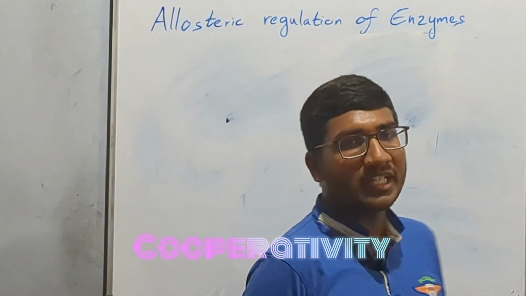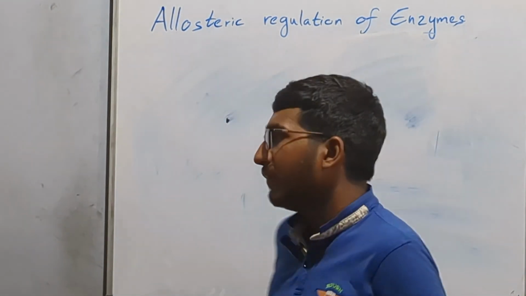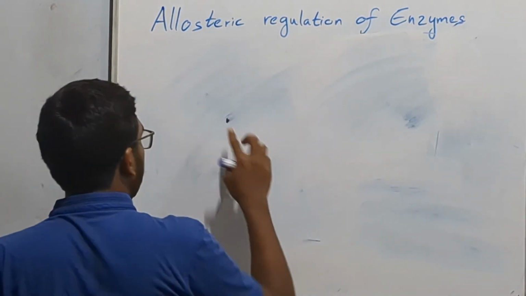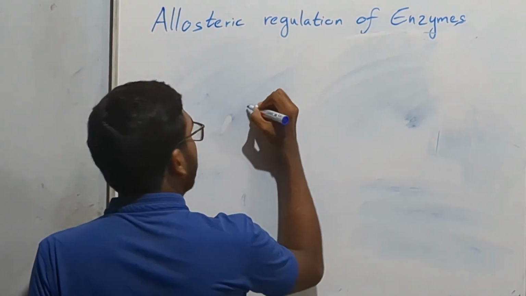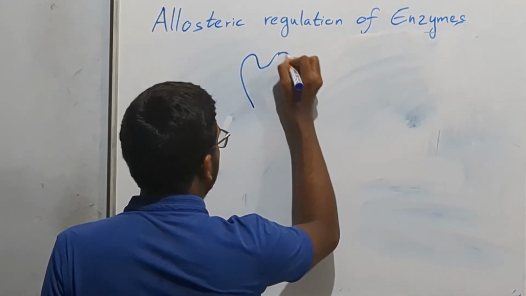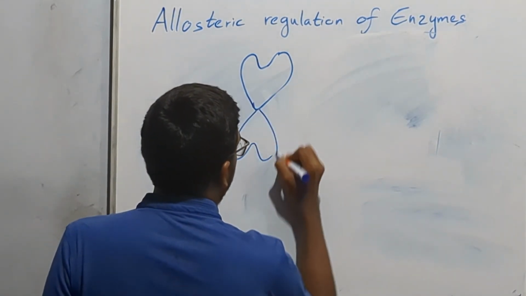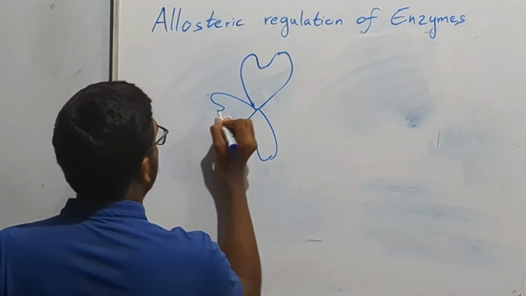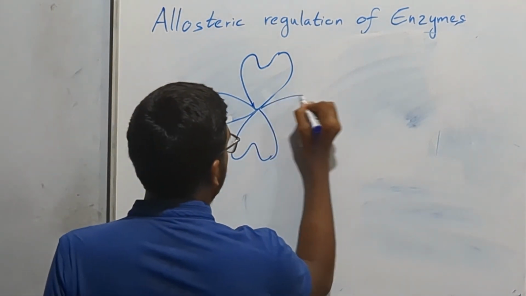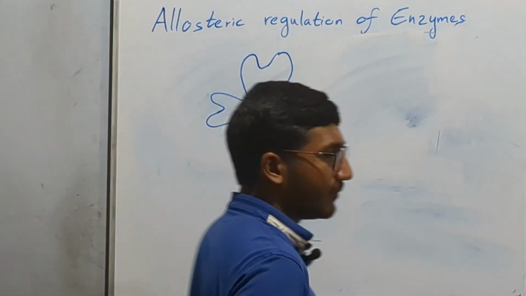Cooperativity is another type of allosteric regulation. Here also we talk about an enzyme complex of two or more subunits. That doesn't change, that's a theory fact. So let's consider another enzyme with four subunits. I'm choosing four subunits for the ease of studying. Now you can see I have chosen an enzyme with four subunits.